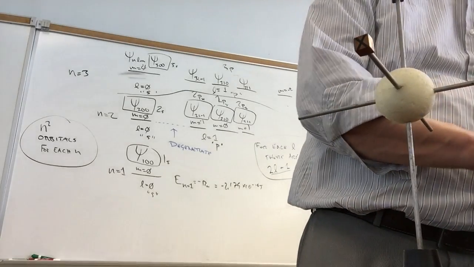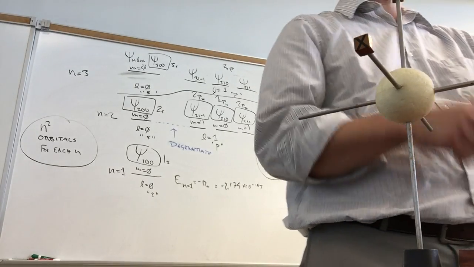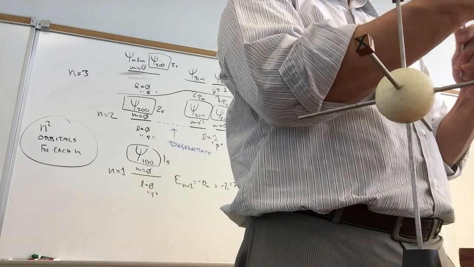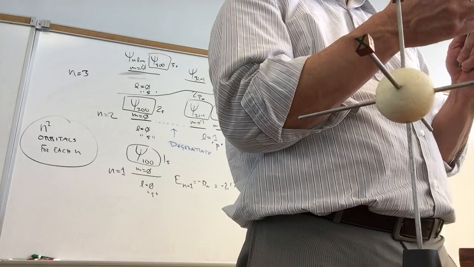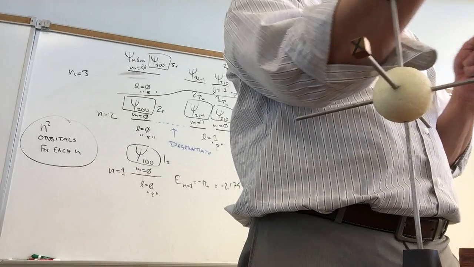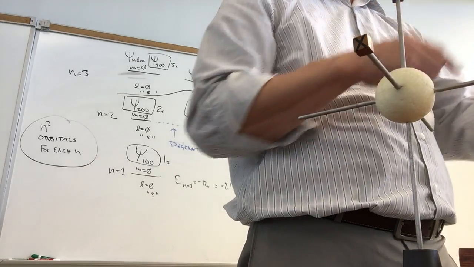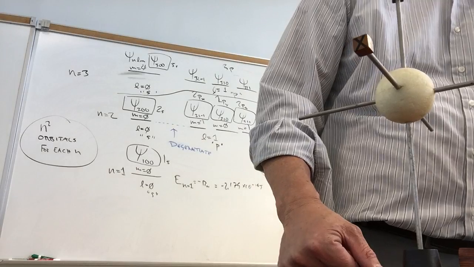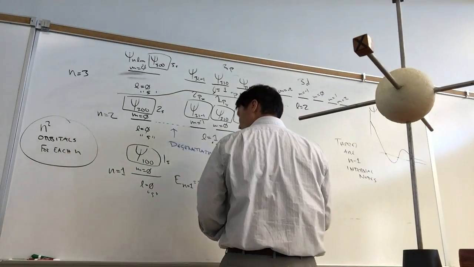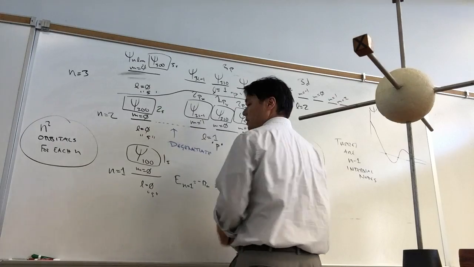This one, the lobes are directly on the axes. This is the x and the y axis. Since the lobes are directly on the axis, it's a little different than these other three. This is called the dx squared minus y squared. And for these orbitals, we have other designations.